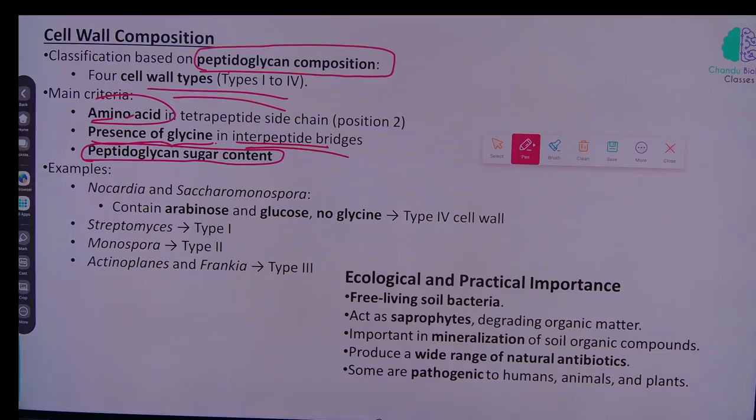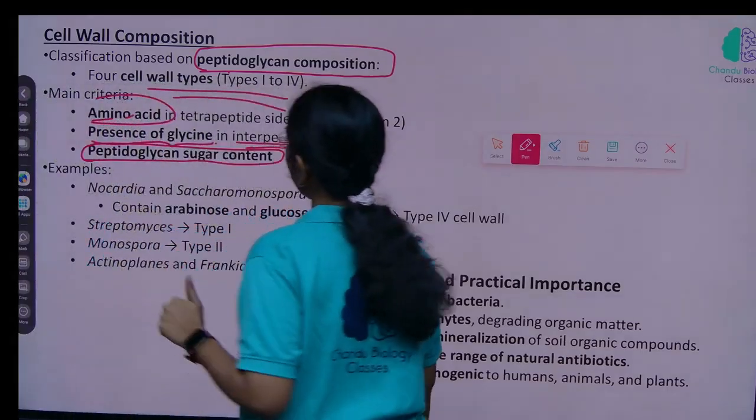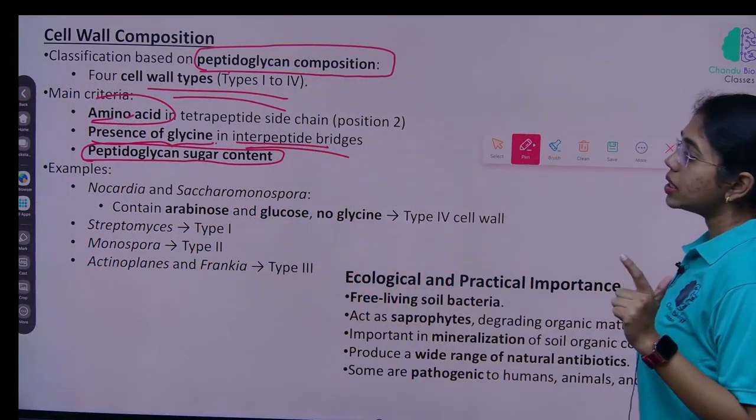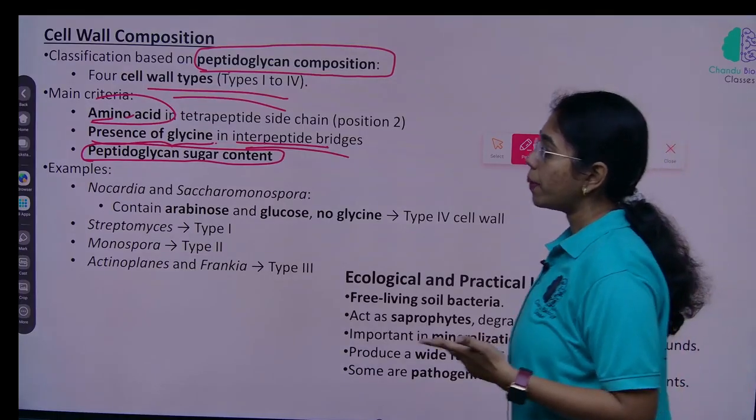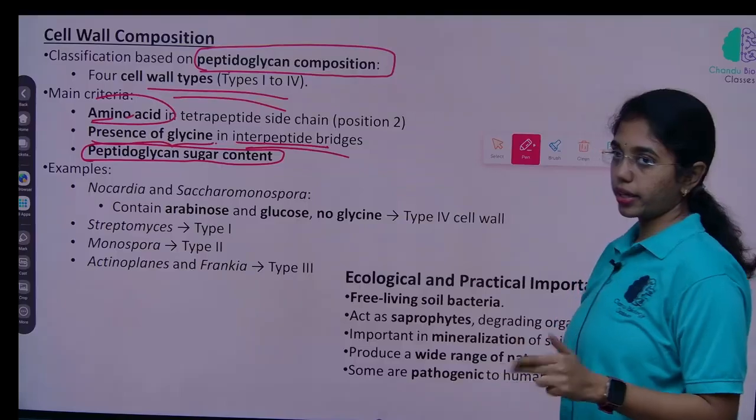What are the criteria we are considering? One is the amino acid in the tetrapeptide side chain. Second, the presence of glycine in interpeptide bridges. Third is peptidoglycan sugar content, fine?